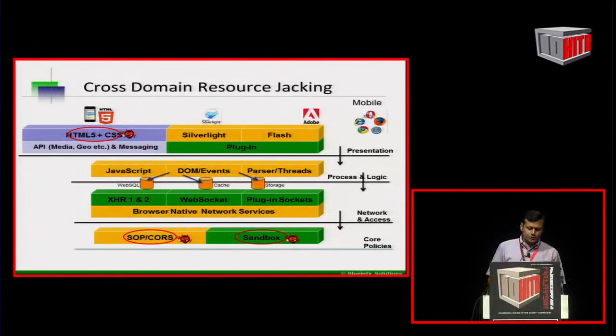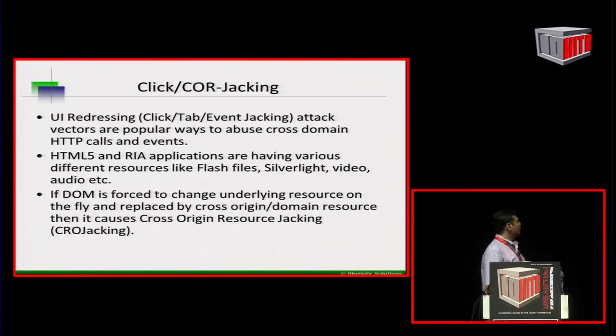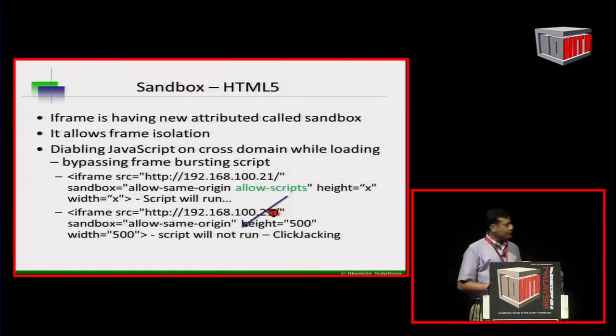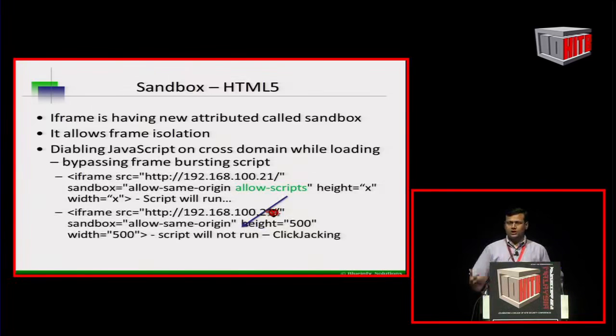Another vector is, interestingly, being a single-DOM page, you can use something like CORS jacking, for example, cross-domain resource jacking. We have the standard UI redressing attacks, click, tab, events, etc. Now HTML5 and RIA applications are using Flash and Silverlight and video files and so on, and all of these are in an object tag or embed tag or so on. So if you find a single-DOM application, you get an entry point into the document object model, and you can start changing the underlying resource. You can change this resource to something else.